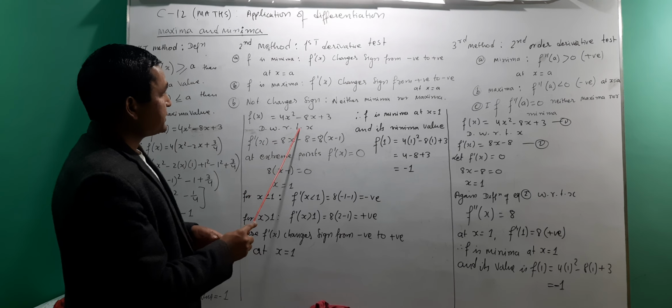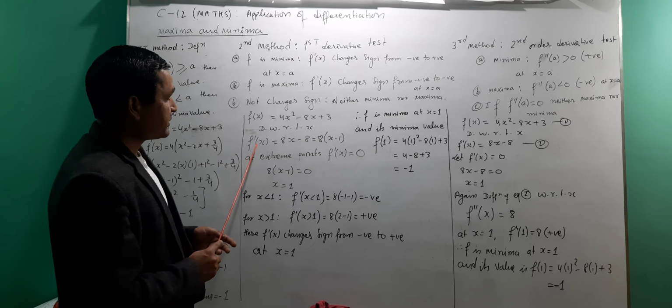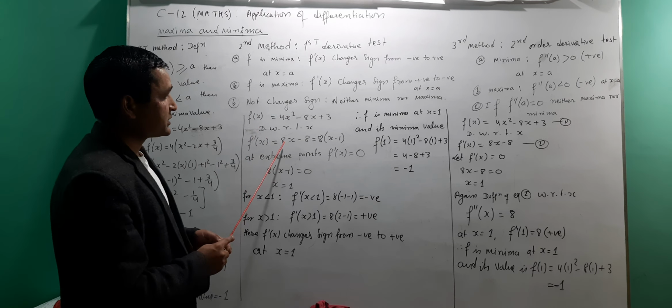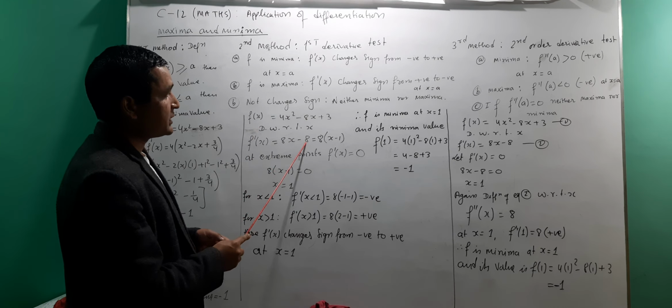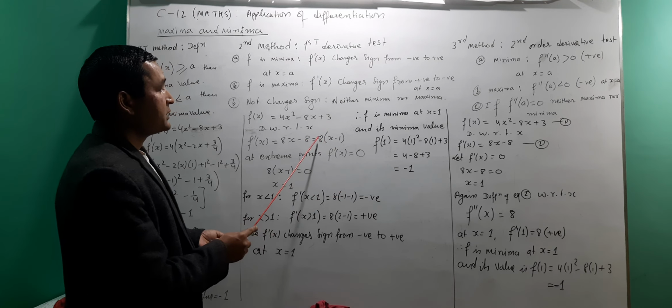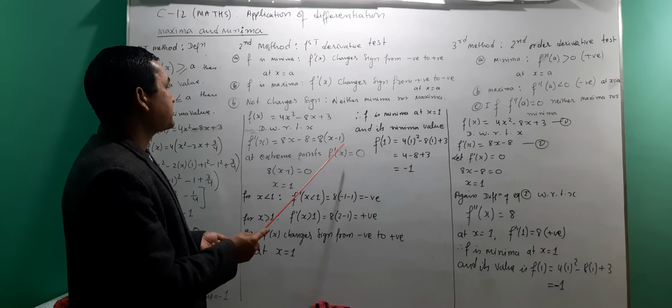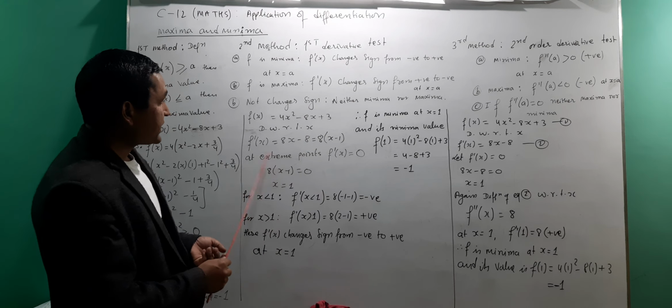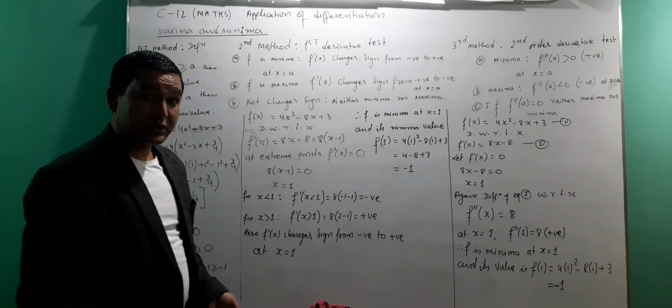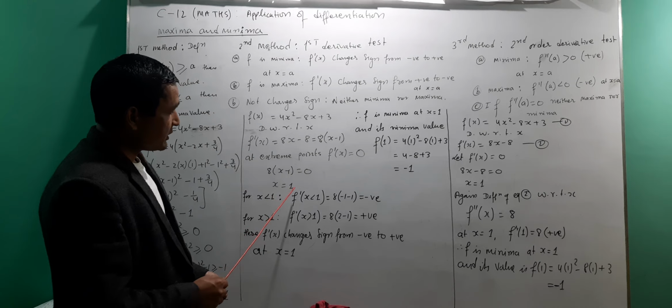Okay, I did the differentiation. Differentiation of f(x) is f'(x). Differentiation of 4x² is 8x. Differentiation of 8x is 8. Differentiation of 3 is 0. Then take 8 common, and inside the bracket is x minus 1. At the extreme point, consider that f'(x) equals 0. Then from there you get the value of x.